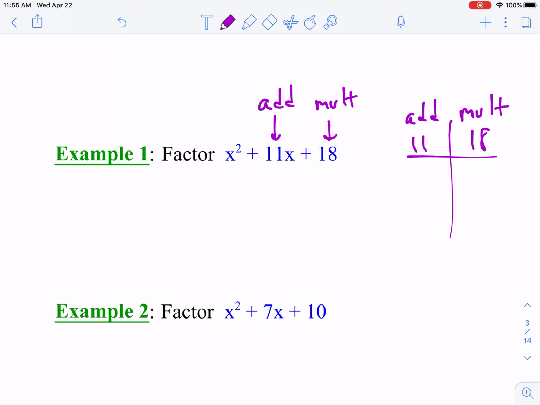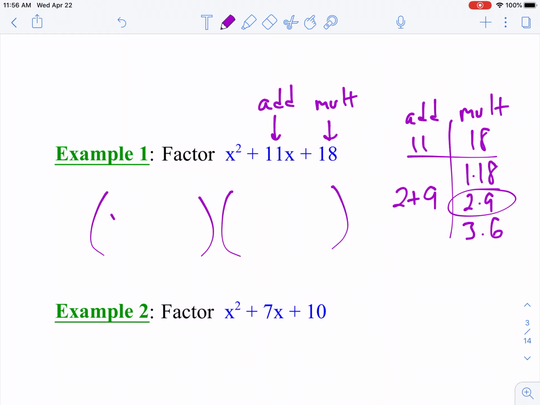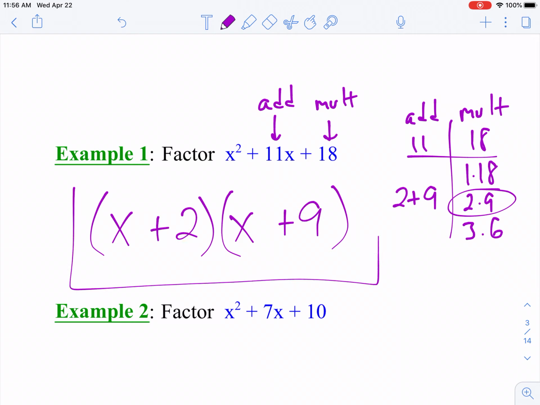So the numbers that multiply to 18 are 1 and 18, 2 and 9, or 3 and 6. Those are all the numbers that go into 18. Now which of those numbers add up to 11? Very simple. 2 plus 9, right? So those are our two key numbers. So we write our parentheses like this. We put x here, and then we put our positive 2 and our positive 9 there and there, and we are done. Very simple process.